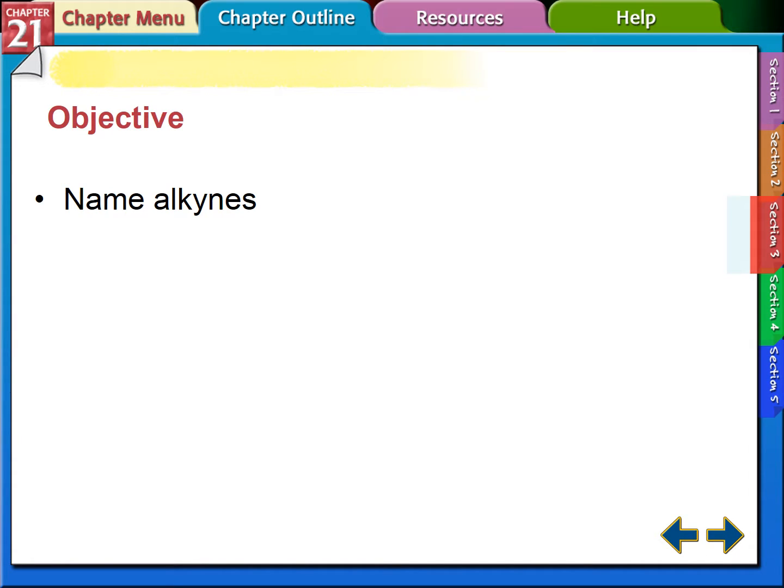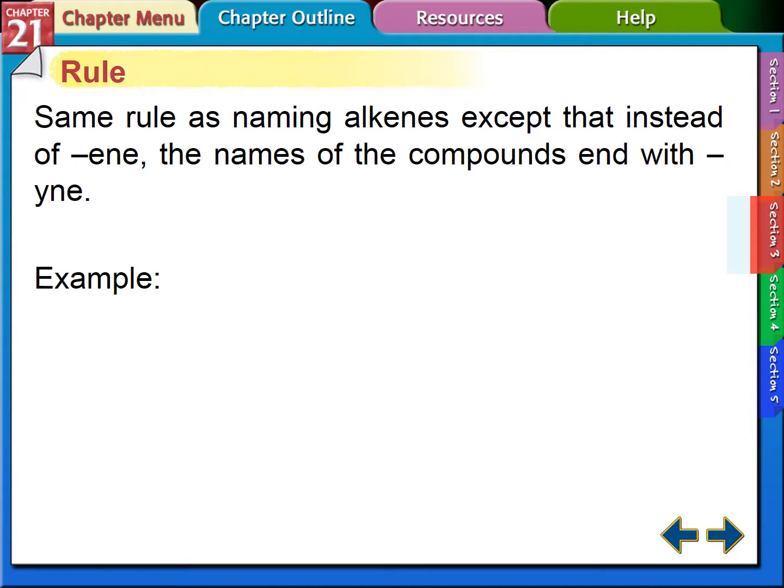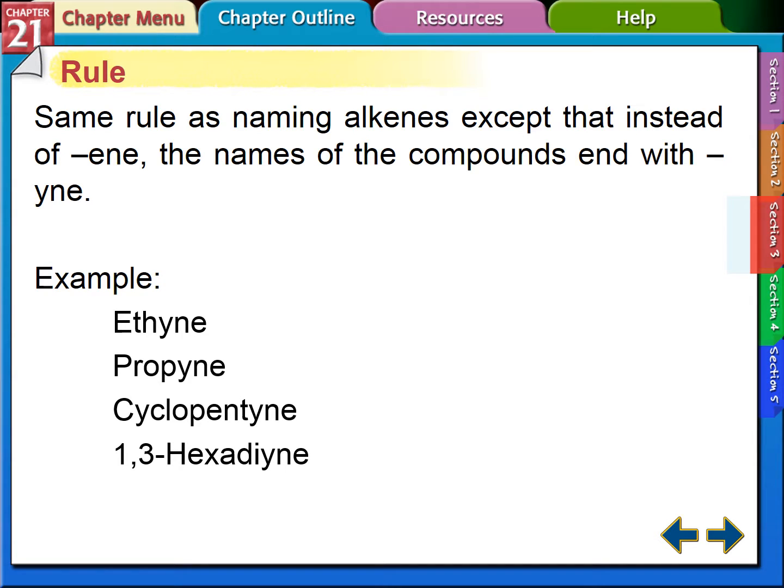For this tutorial, our objective is to name alkynes. In naming alkynes, the same rules as naming alkenes apply, except that instead of ending in -ene, the names of the compounds will end with -yne. For example, we have ethyne, propyne, cyclopentyne, 1,3-hexadiyne.